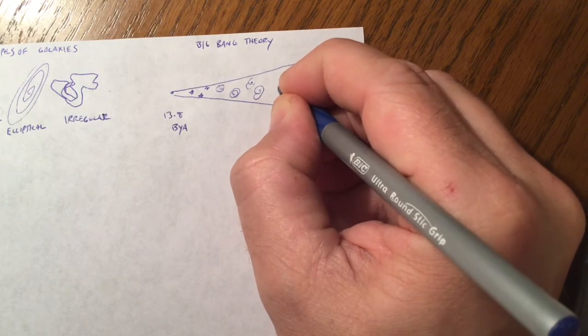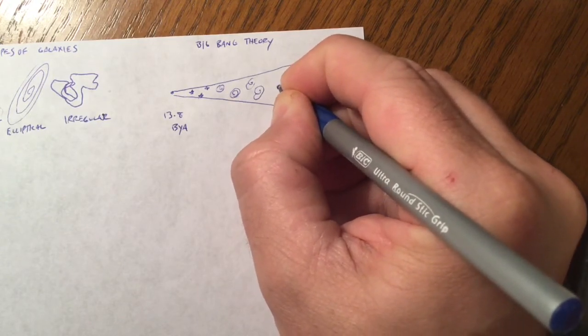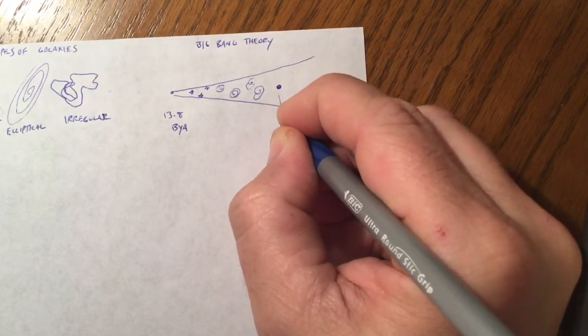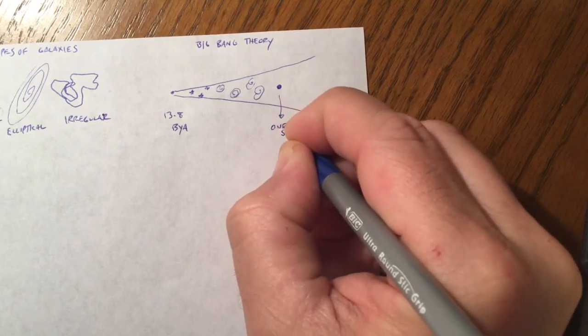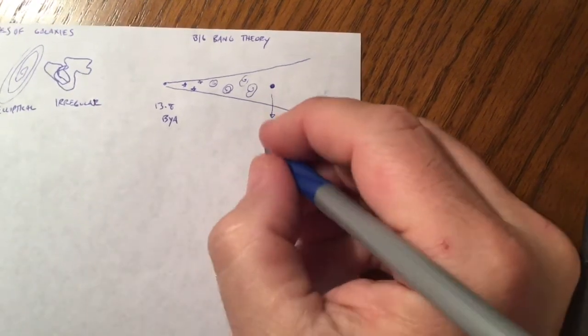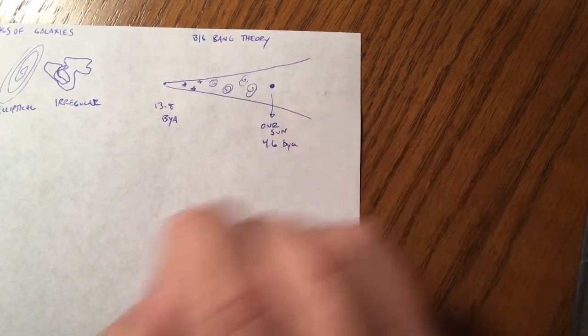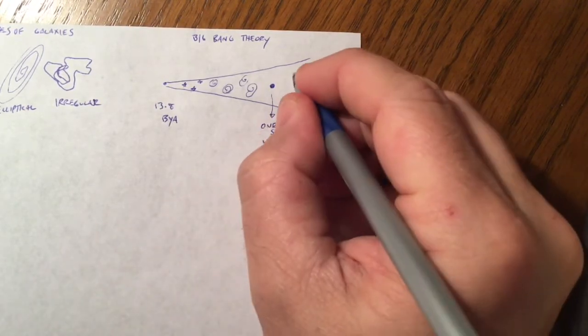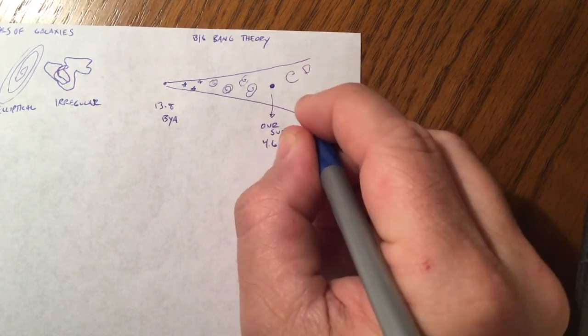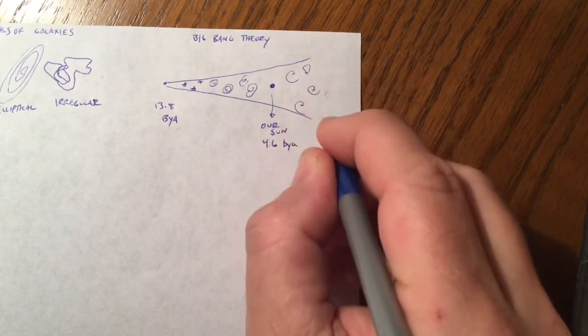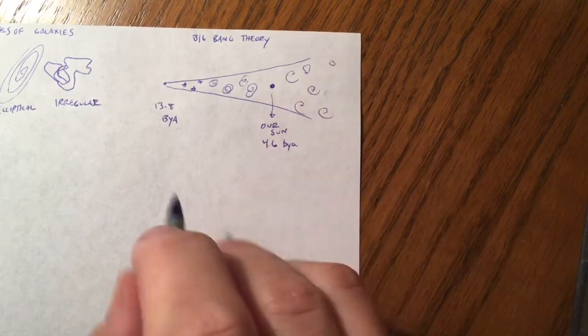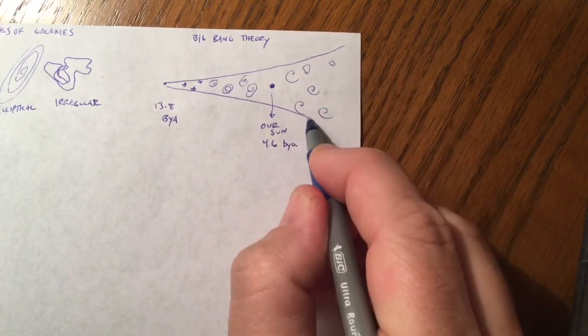Sometime after, you have our sun. So our star, which we call the sun, that formed about 4.6 billion years ago. And the universe is still expanding with new stars and new galaxies being created all the time, and it's getting wider and wider.